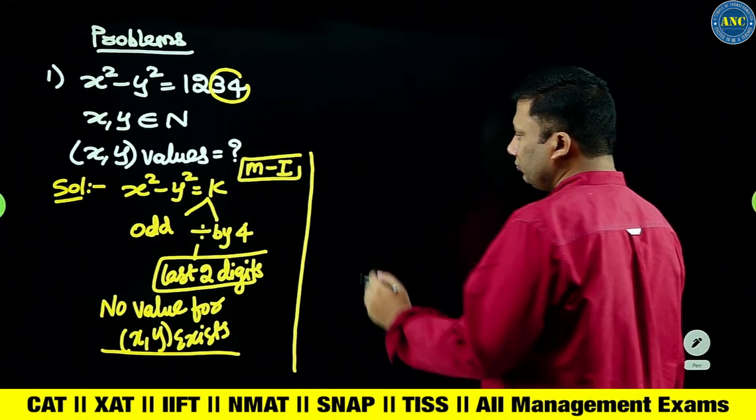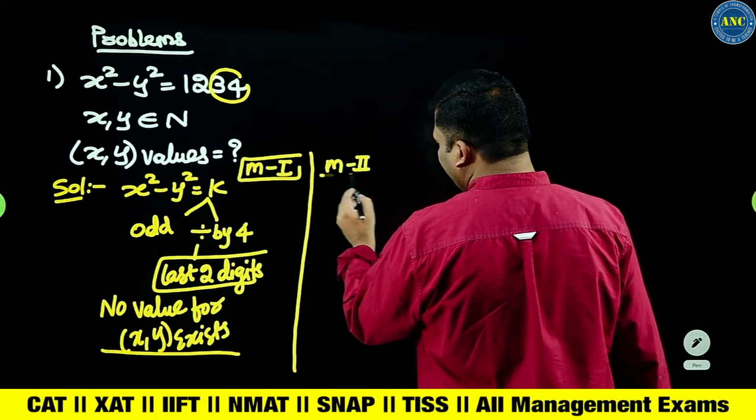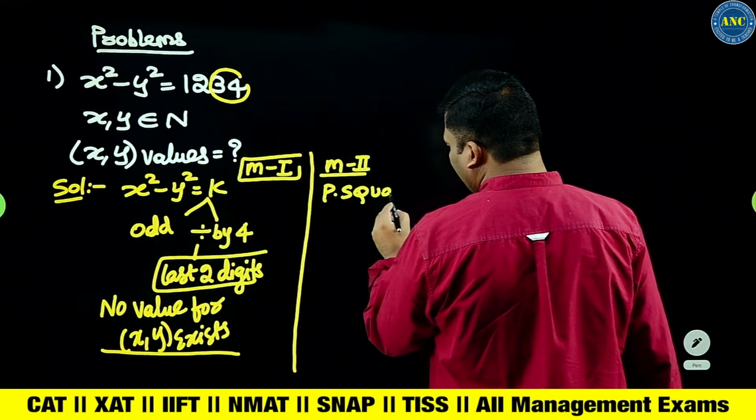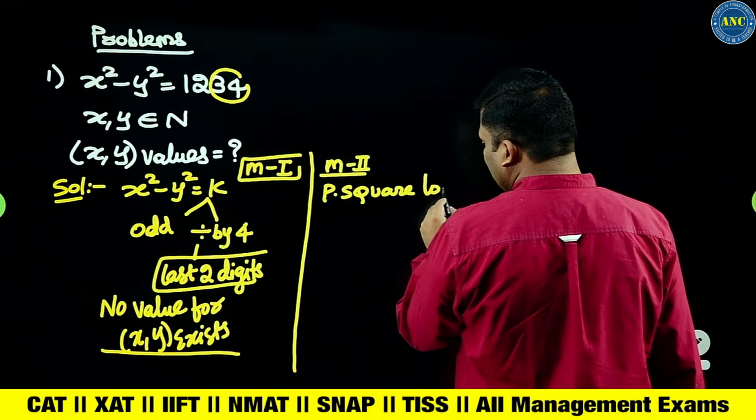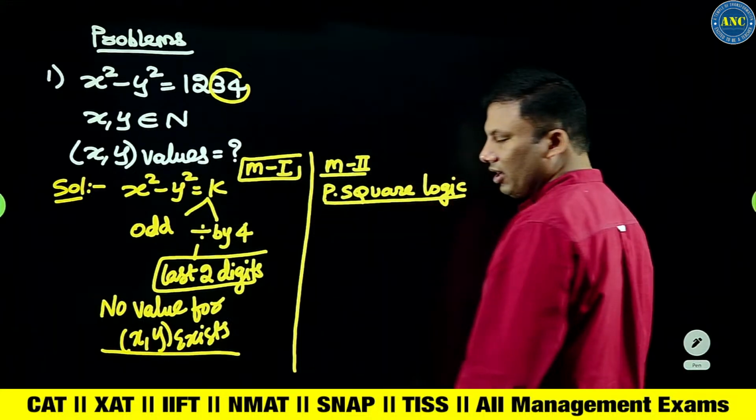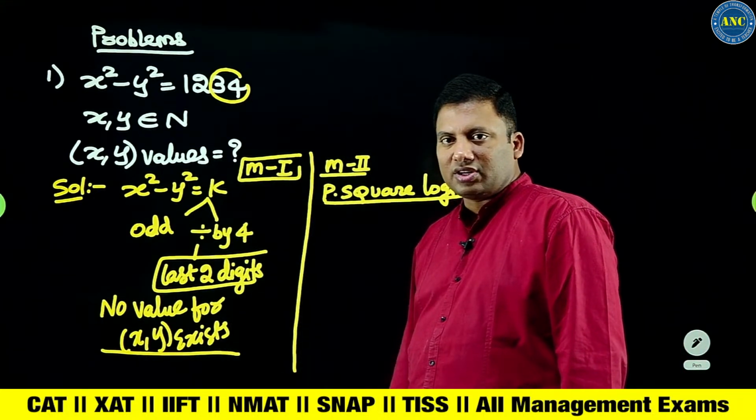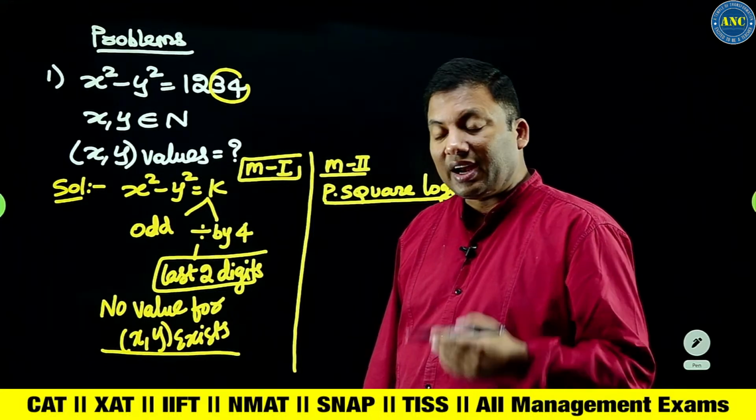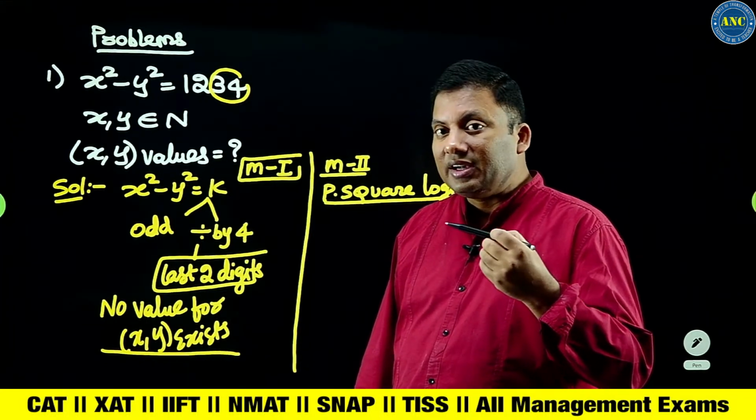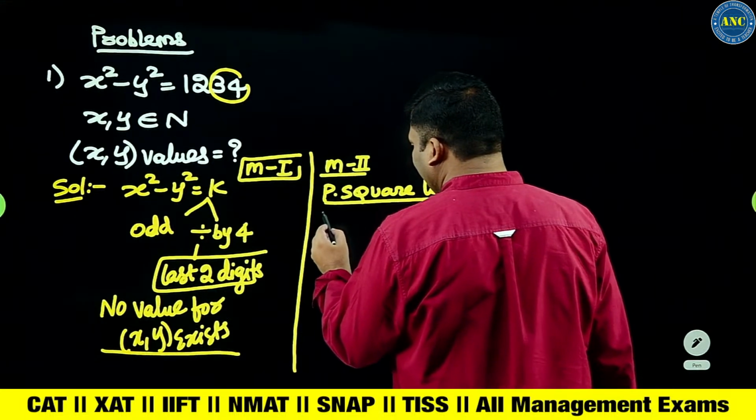Method 2. You can also solve this problem using perfect square logic. That also we will see. One is to find out based on the number theory concept. The right hand side should be an odd number, or divisible by 4. Perfect square logic. What is a perfect square?